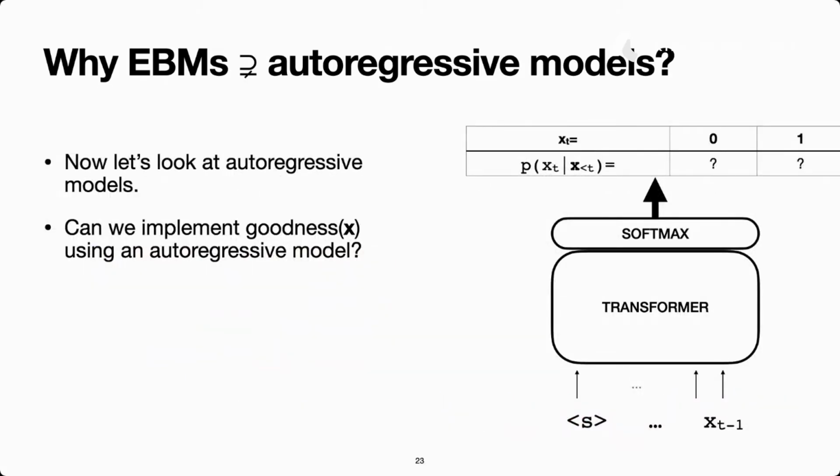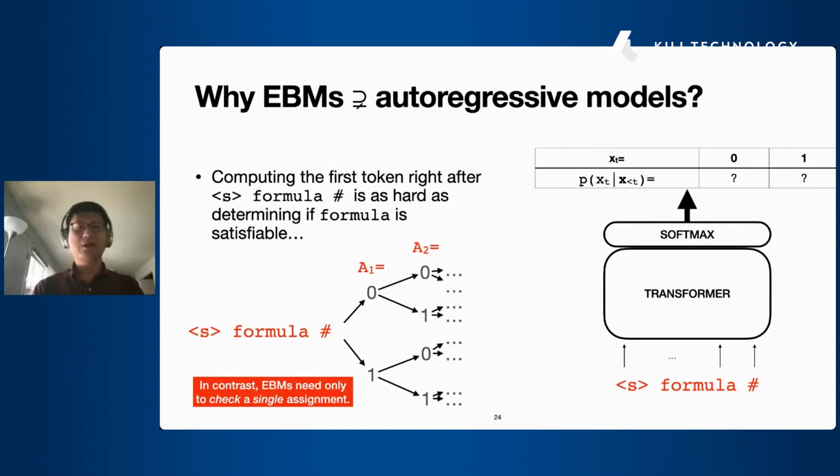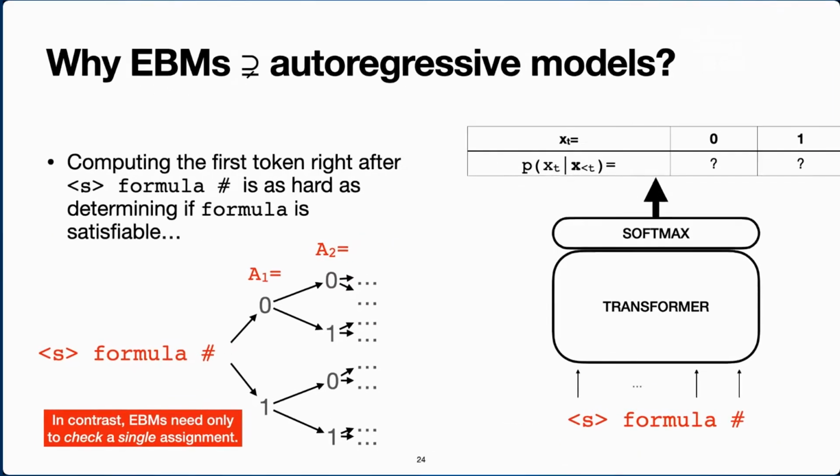On the other hand, can we implement that goodness function using an autoregressive model? Computing the first token right after the encoding is hard, because in general, we need to consider all possible continuations, even just to decide the first token. For example, the probability of A1 equals 0 given the formula has to be small or 0 if there are few or no satisfying assignments that have A1 equals 0. And there are exponentially many possible continuations.